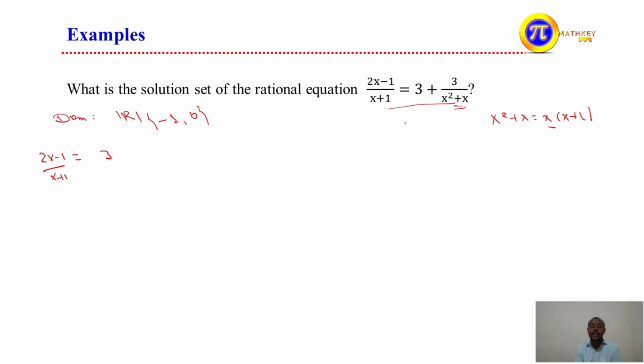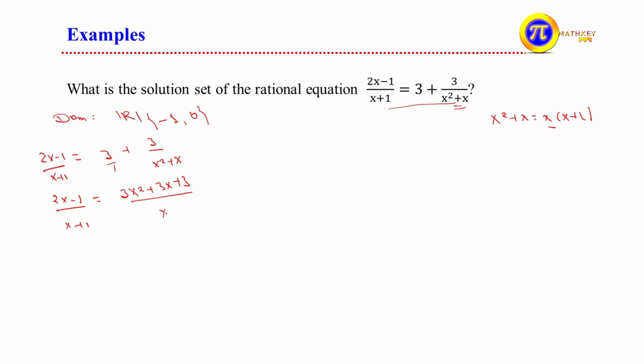X squared plus x is the LCM. So here we have 1 plus 3 over x squared plus x. What about this one? This is 2x minus 1 over x plus 1. Taking the LCM x squared plus x, the same value, x squared plus x, this is 3x squared plus 3x plus 3 over x squared plus x.